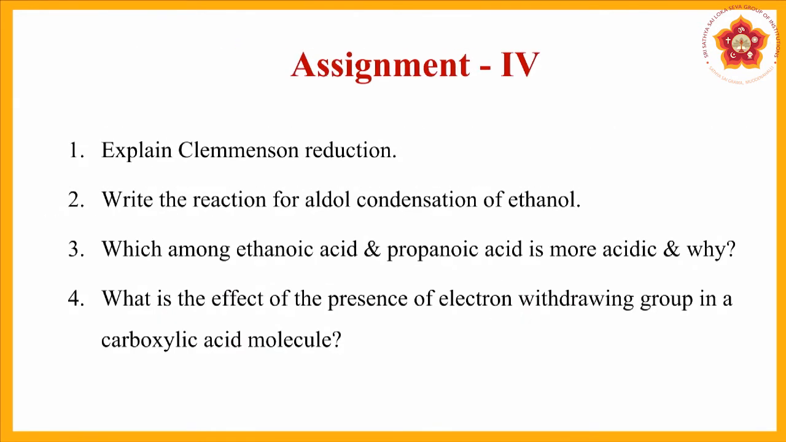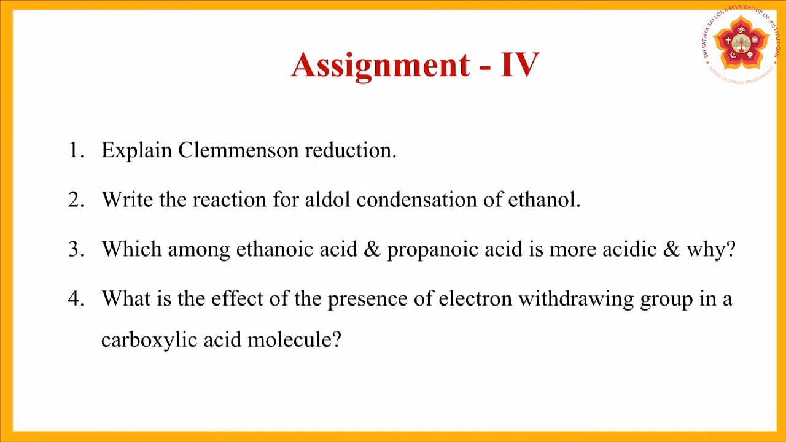So having gone through all these parts, we have a small assignment: explain Clemmensen's reduction, a very important named reaction. Generally when we say explain, you have to write the reaction and also make a small explanation about the catalyst that you have used, and the reactants as well as products. Write the reaction for the aldol condensation of ethanal. Which among ethanoic acid and propanoic acid is more acidic and why? Again, the comparative study of the presence of electron withdrawing groups has to be considered.